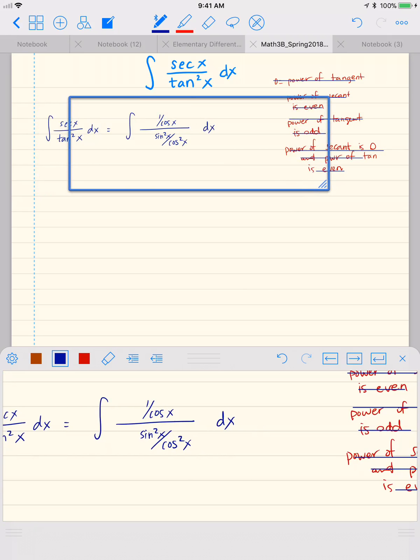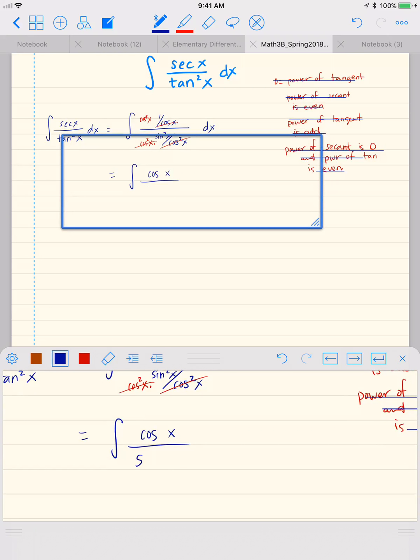Now we just need to simplify it. What I'm going to do is multiply the top and the bottom by cosine squared x, so that's going to cancel out, and then this numerator becomes cosine squared x. Now I should have just the integral of cosine x in the numerator and sine squared x in the denominator.